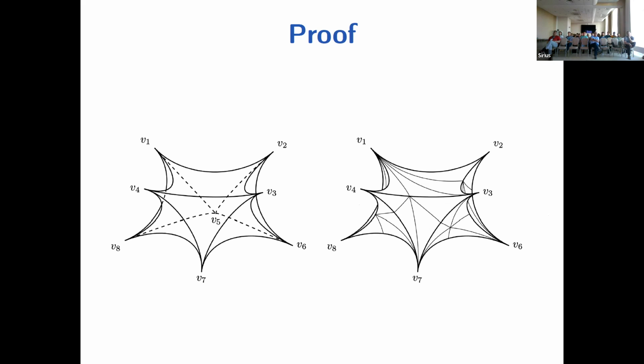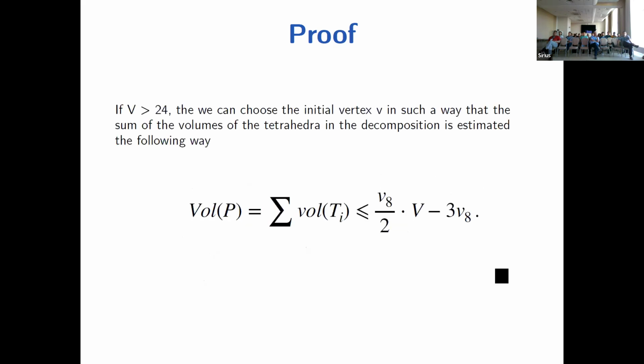So the volume of the polyhedron is equal to the sum of the volumes of the tetrahedra. Now we need to estimate the sum of the volumes of the tetrahedra. And we will notice that if we choose the initial vertex V differently, some tetrahedra vanish, some do not. And we prove that if the number of vertices is larger than 24, we can choose the initial vertex in a way that this volume bound is true. This is just the main idea.